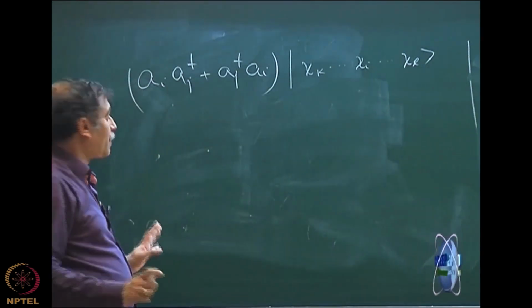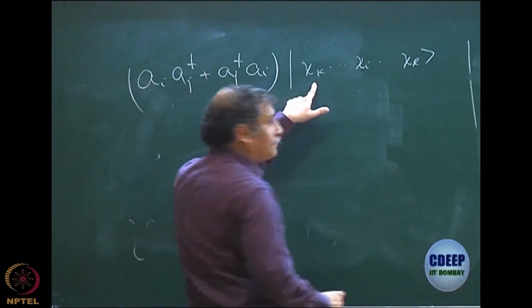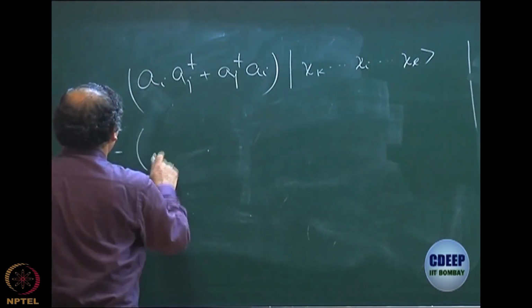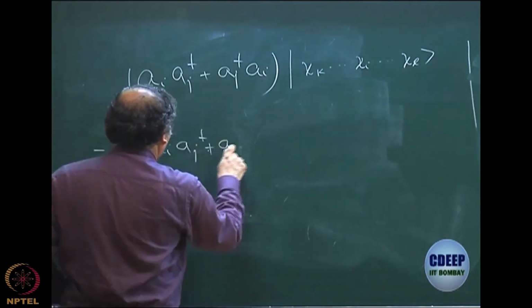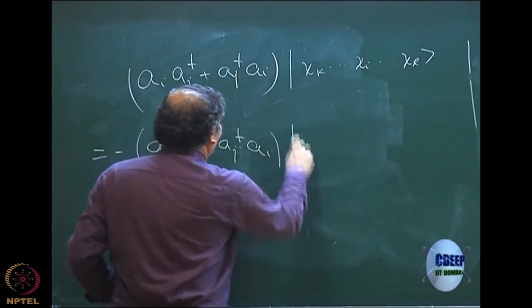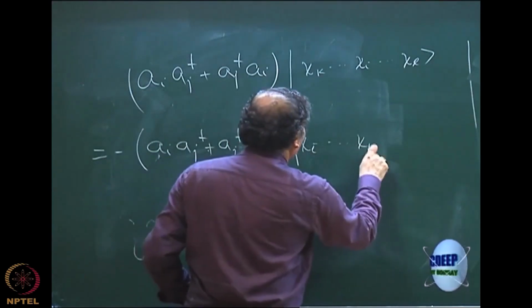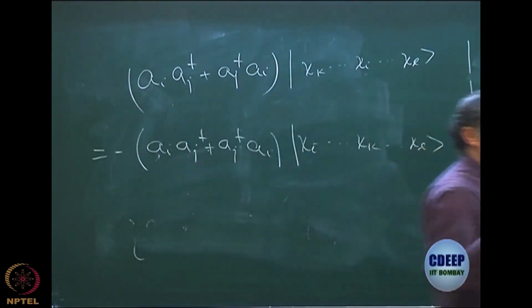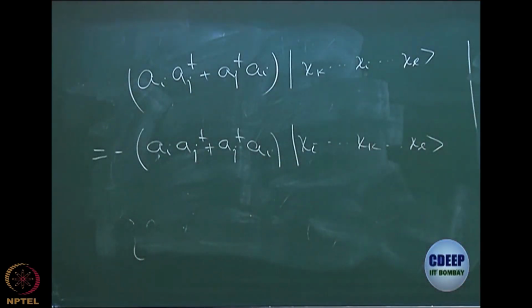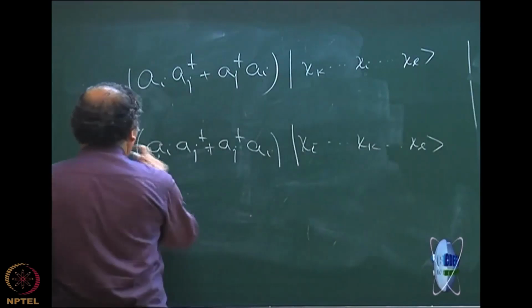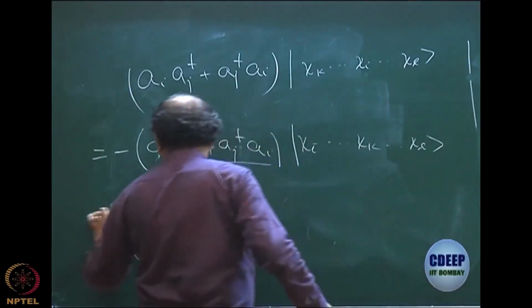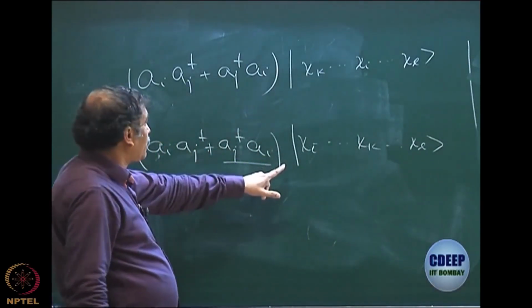Let us see now how I do this. Before I even start this problem, let me bring chi I here, because I know I have to do that. So, let me write this as a minus AI AJ dagger plus AJ dagger AI with chi I here and chi k here. All I have done is to interchange chi I and chi k. You do not have to bother about how many operations are there, just interchange. My whole impetus is to bring chi I right in the beginning. Now, let us allow each of these operators to act, and then we will sum, and do not forget the negative sign.